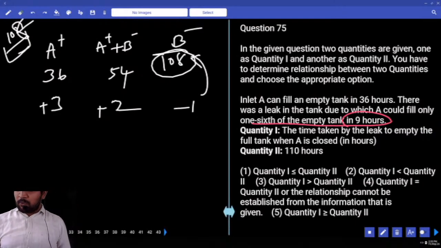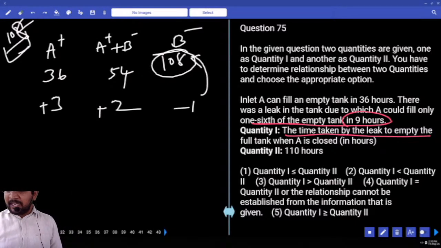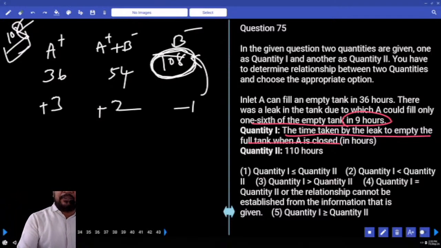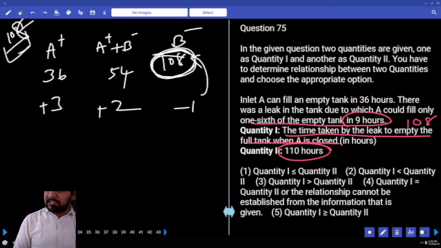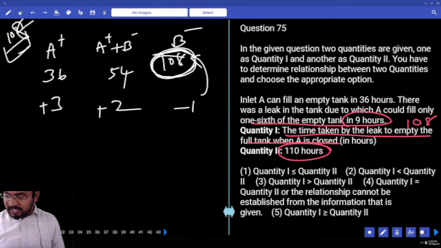Now see the first quantity. The time taken by the leak to empty the full tank when A is closed. Yes, when A is closed, the leak alone will take how many hours? 108 hours. Quantity 2 they gave how many hours? 110 hours. Now your answer is what? Quantity 1 is less than quantity 2.